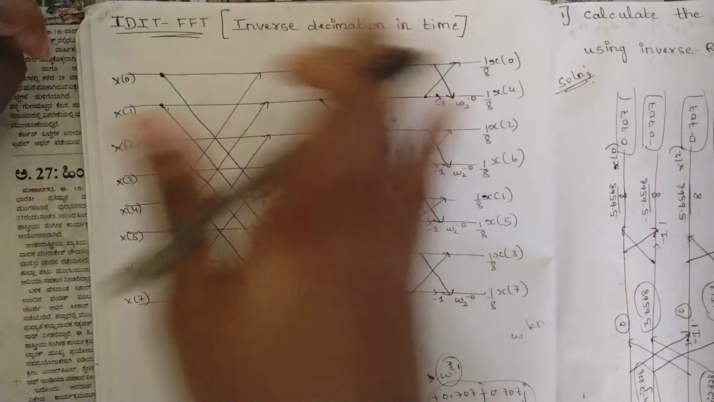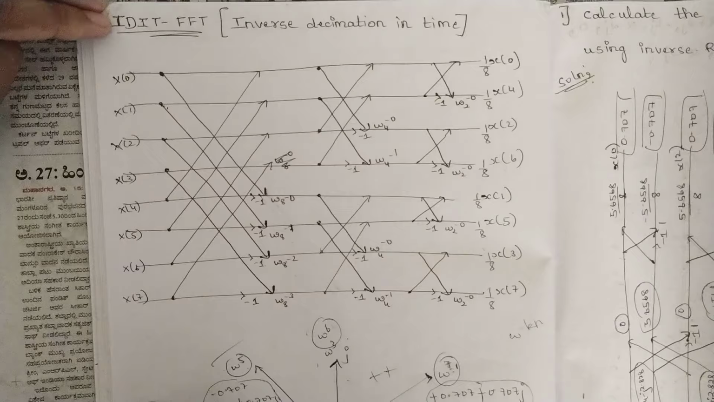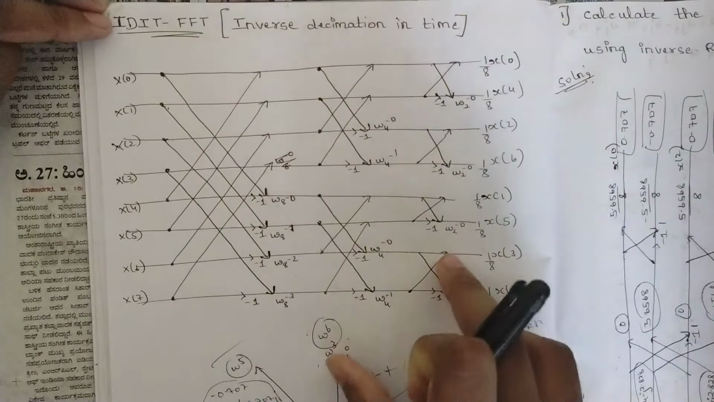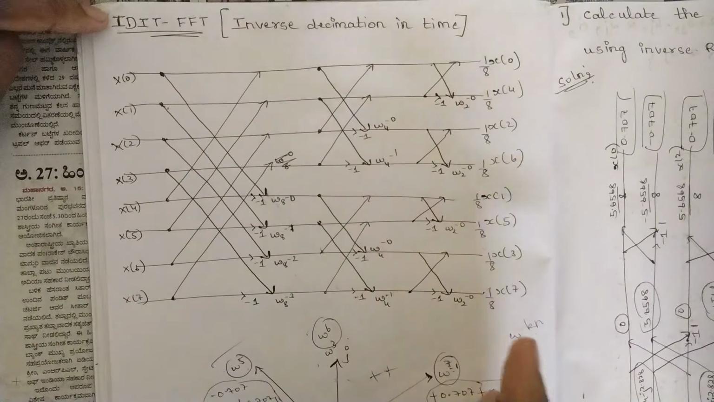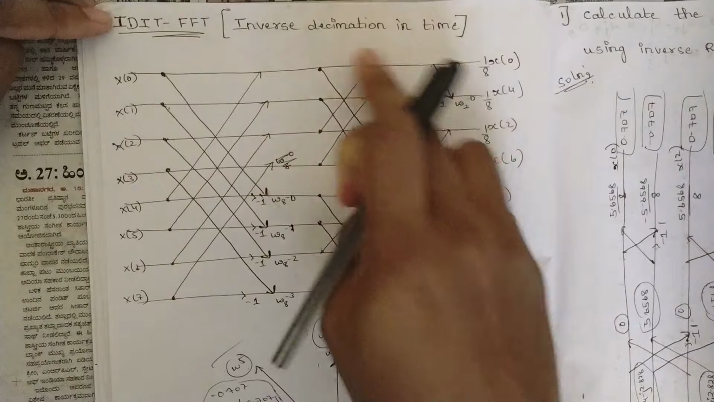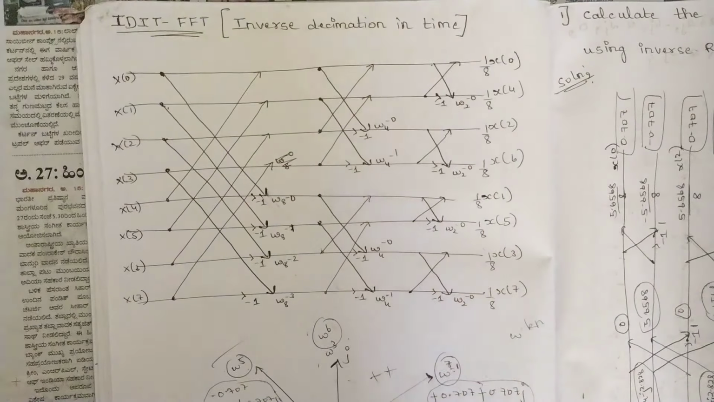One more change is in the structure. In case of DIT, we first wrote the pairs of 2, then 4, then 8. In case of IDIT, it is the opposite: first we write the pairs of 8, then pairs of 4, then pairs of 2. This is one change that I am going to explain while solving the problem.